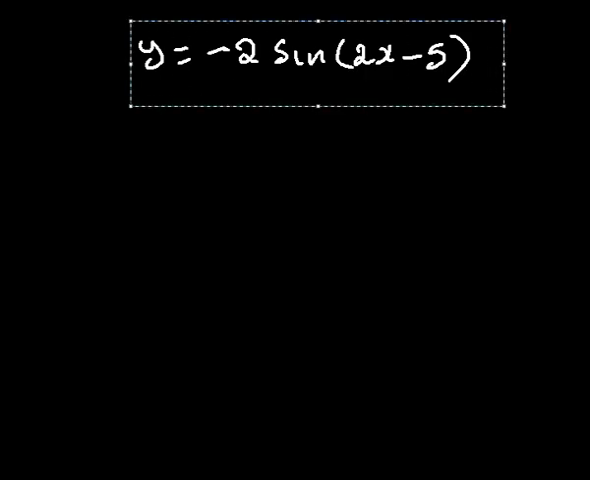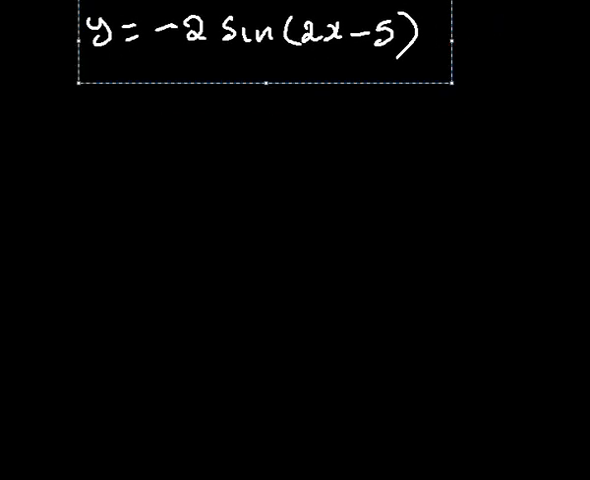And let's say we have this kind of a case. Let's say y is equal to negative 2 sine 2x minus 5. So how do you think we should sketch the graph of this function if that is the case?